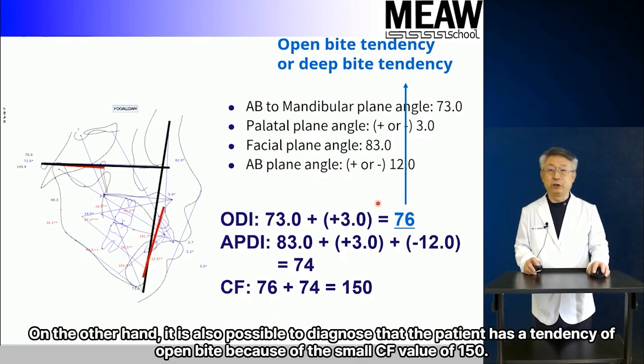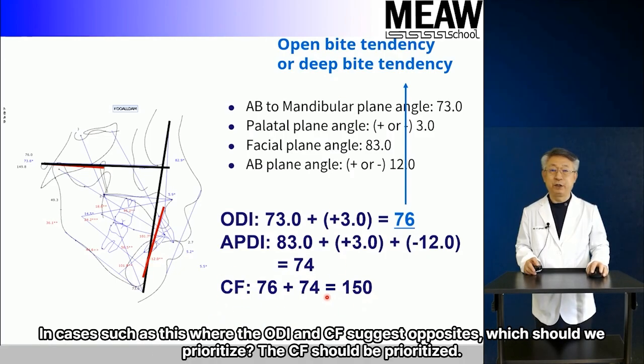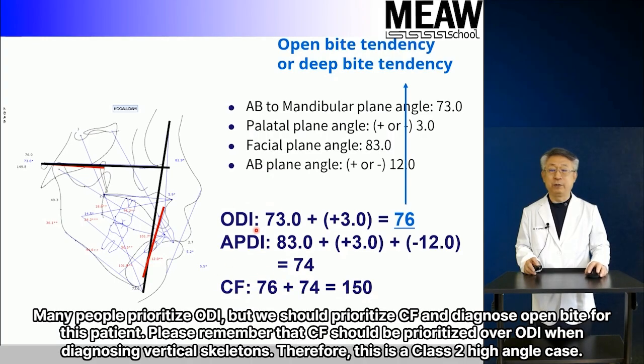On the other hand, it is also possible to diagnose that the patient has a tendency of open bite because of the small CF value of 150. In cases such as this, where the ODI and CF suggest opposites, which should we prioritize? The CF should be prioritized. Many people prioritize ODI, but we should prioritize CF and diagnose open bite for this patient.